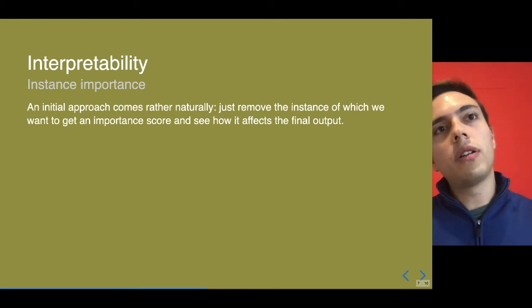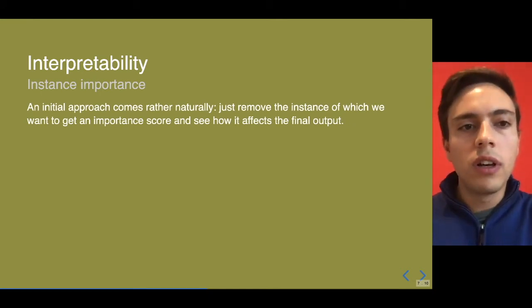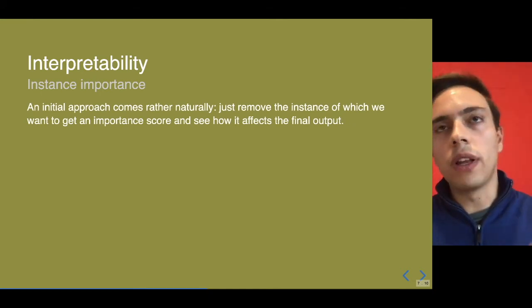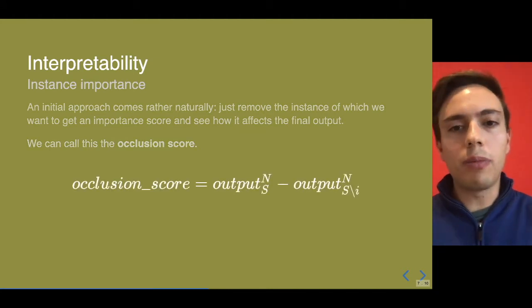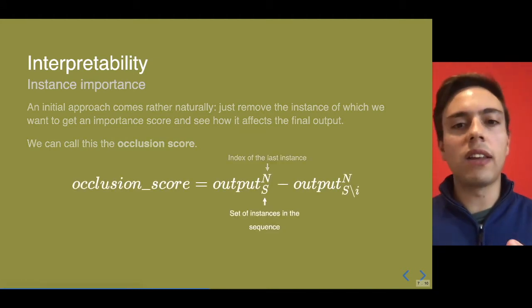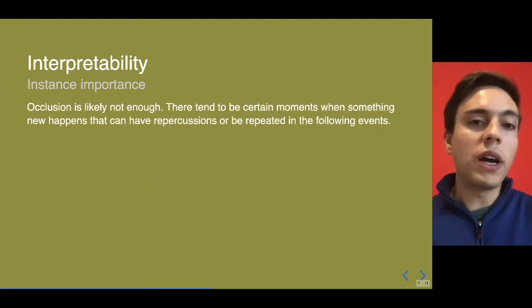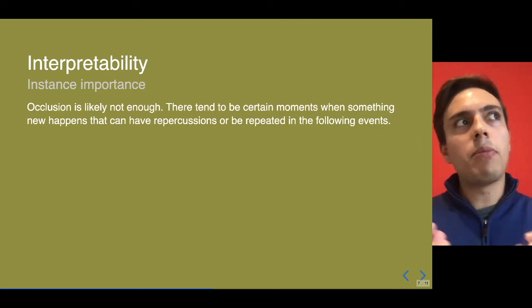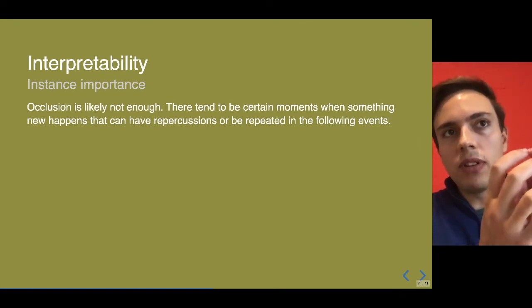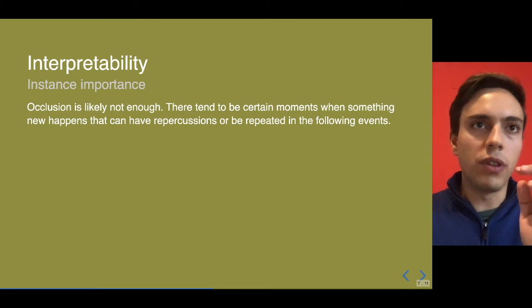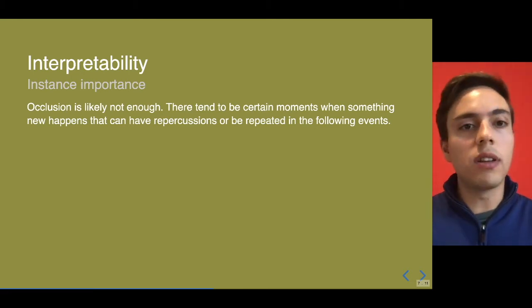In this case, I developed 2 different scores. The initial approach is rather simple: just try to cover up one of the samples and see how that affects the final output. But this might not be enough, because it may happen that a certain important event has repercussions on the rest of the sequence, such as an aggravated symptom, for instance.